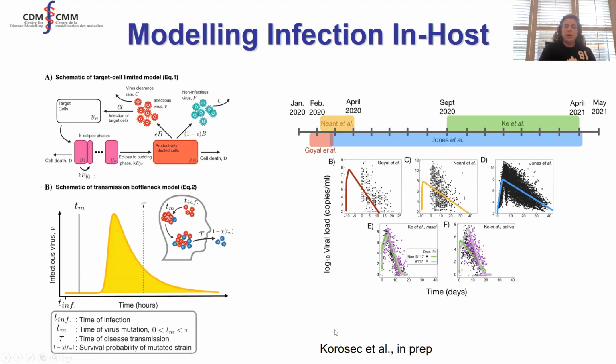We also have another project, same postdoc that's leading it, Corusec. And here what we're doing is we're looking at the in-host infection in mild, moderate, and severe disease. So here we have lots of different cohorts of individuals from different studies in the literature over different time courses or time points in the pandemic. So looking at alpha, delta, historical strain, and so on, and during the pandemic.